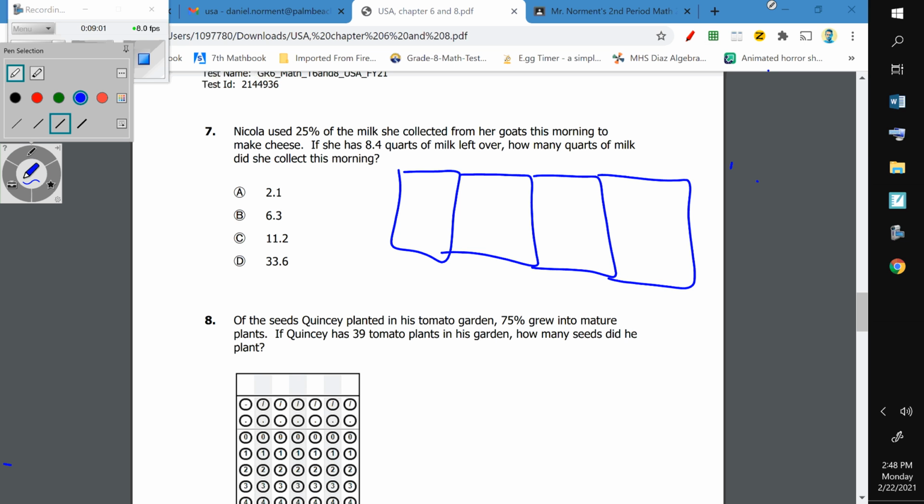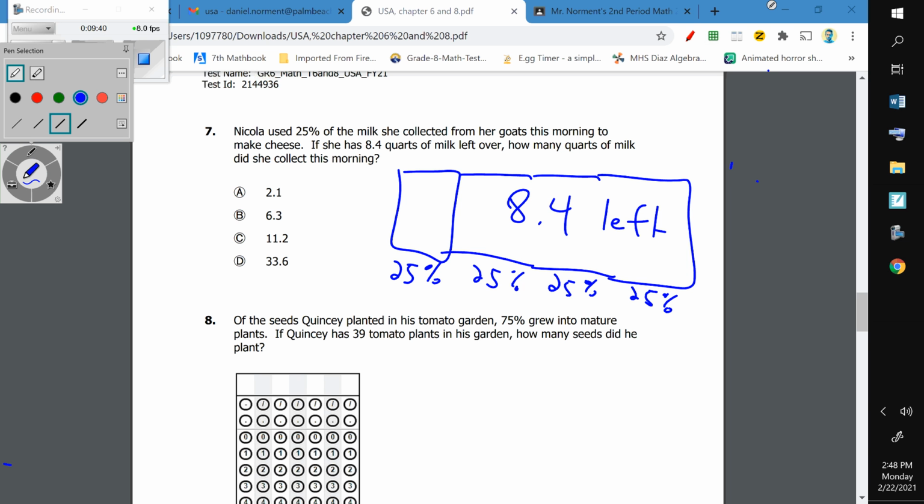So divide them up into 4 sections. These are 25% each. How many quarters make $1? 4. So I have 4 sections. Now, she used 25% of the milk she collected from her goats this morning to make cheese, and she has 8.4 left over. So this is how much she has left. So this is actually 75%. So I set it up wrong yesterday. So this is 75% because 25 plus 25 plus 25 is 75.